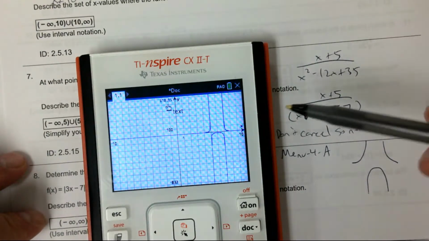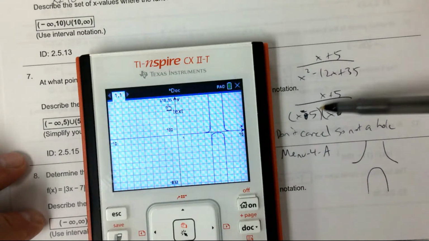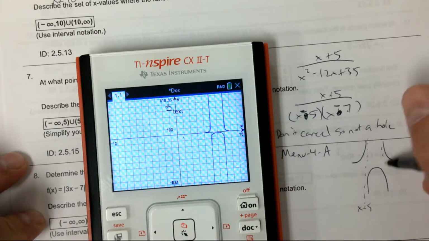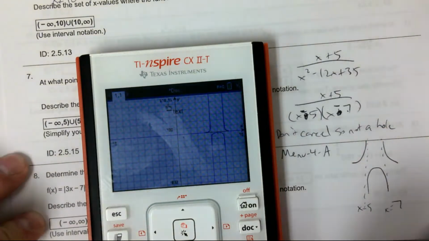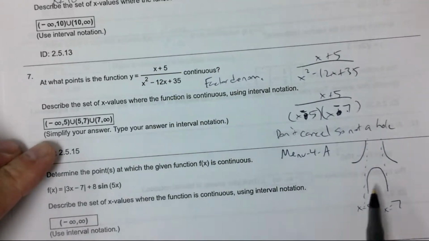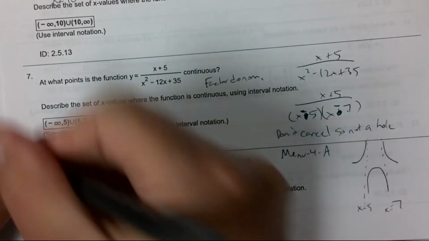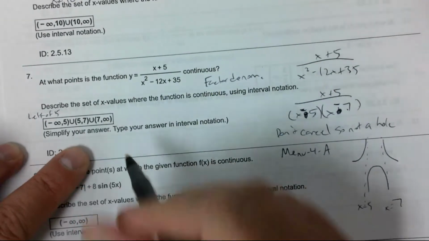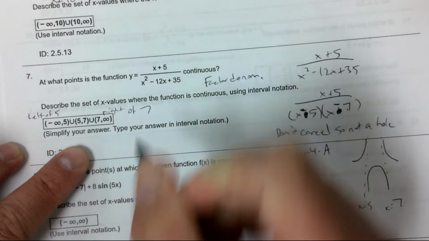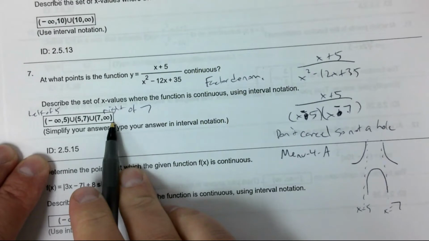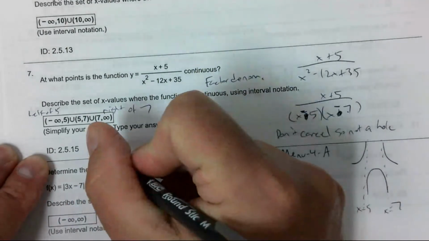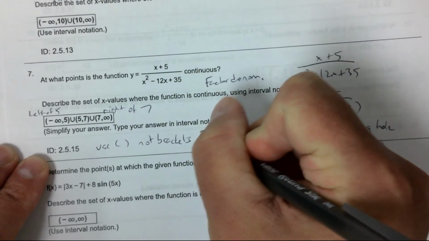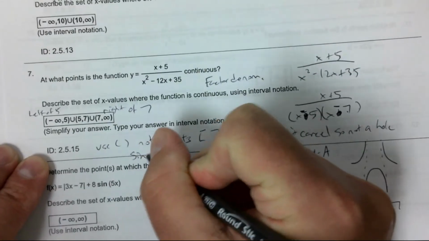So we need to find out those two spots. Well, it's 5 and 7. So this at x equals 5, this at x equals 7. So we're continuous to the left of 5, in between 5 and 7, and right of 7. Now all of these had to be parentheses, not brackets. Use parentheses, not brackets, since it's an asymptote.